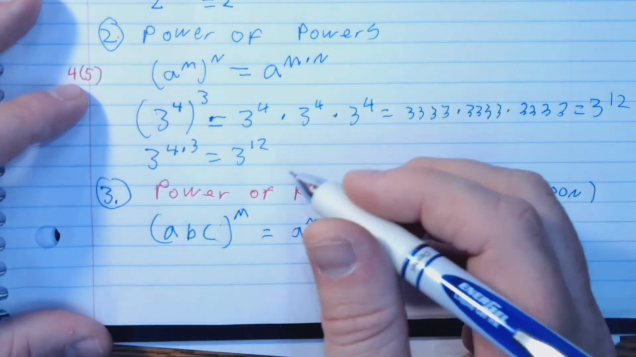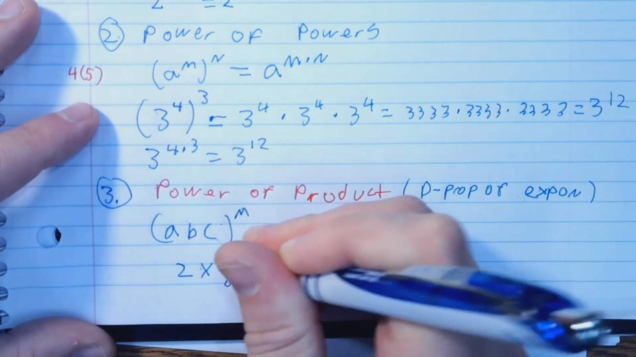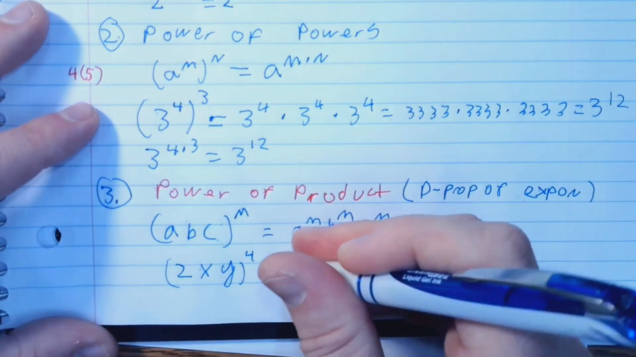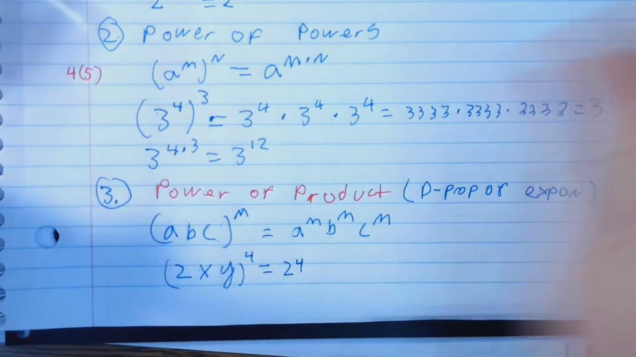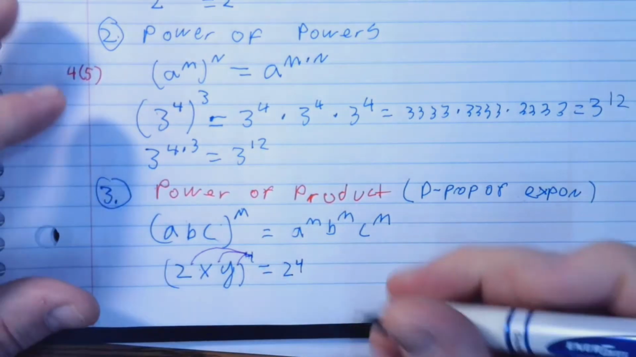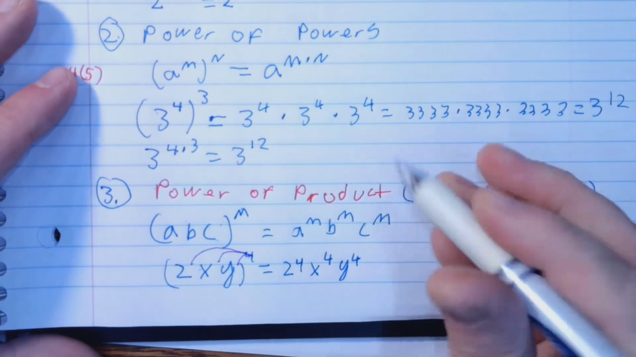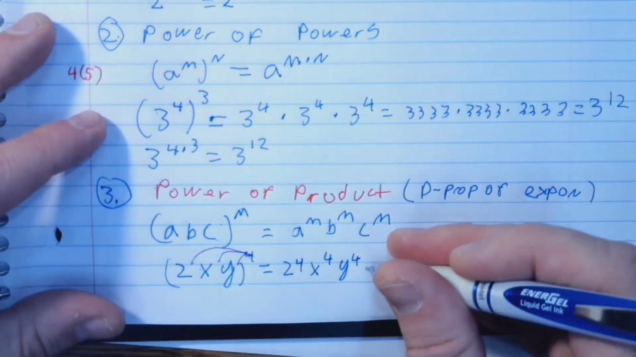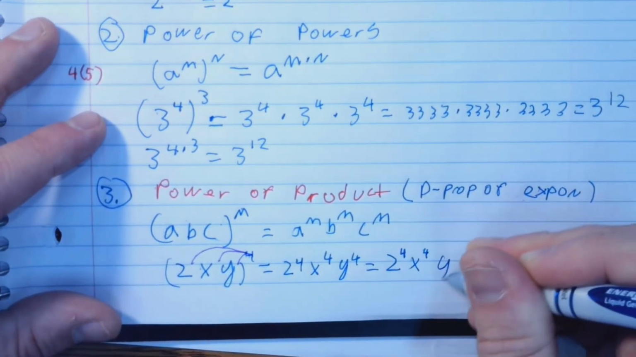Okay, and so we'll look at a problem like this. 2xy to the fourth power. Okay, so this would be 2 to the fourth power. I'm basically just going to go bam, bam, bam. 2 to the fourth power, x to the fourth power, and y to the fourth power. Okay, make sure this is a little low. I'm going to rewrite that. Make sure that you know that's 2 to the fourth power, x to the fourth, and y to the fourth. Okay.